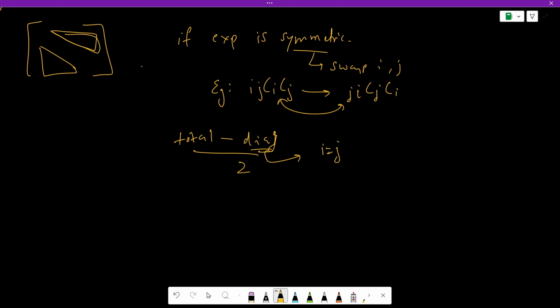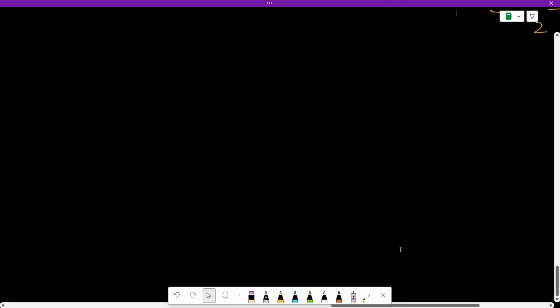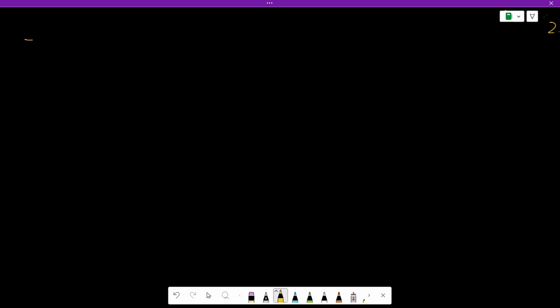Right, so now let's solve the question without using this matrix. But note, this is a general way to solve any double summation question, and this is applicable on any question. But this is only true if the expression is symmetric. Now let's see some examples. So the question is summation i into j into ci into cj, 0 less than or equal to i less than j less than or equal to n.